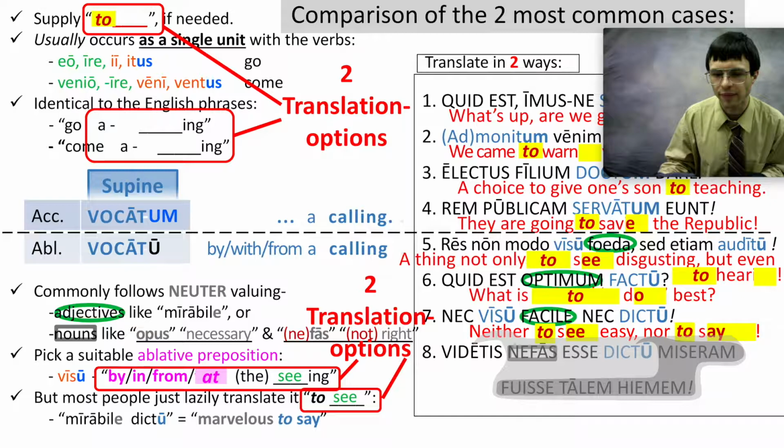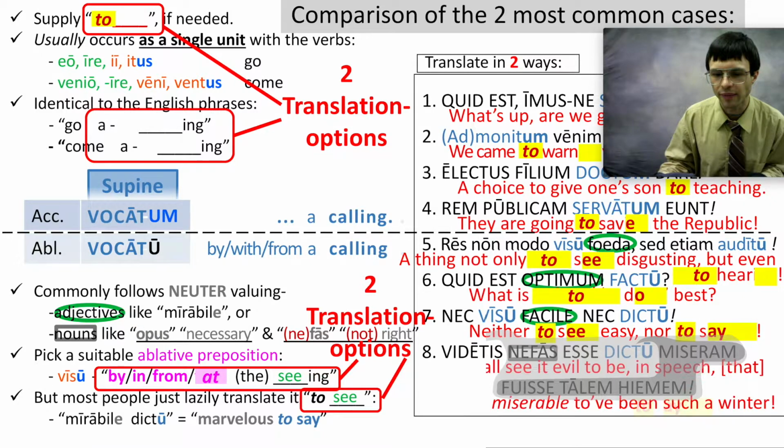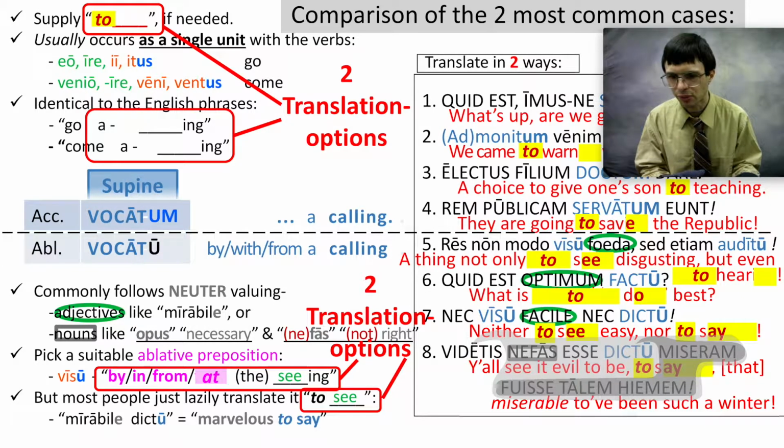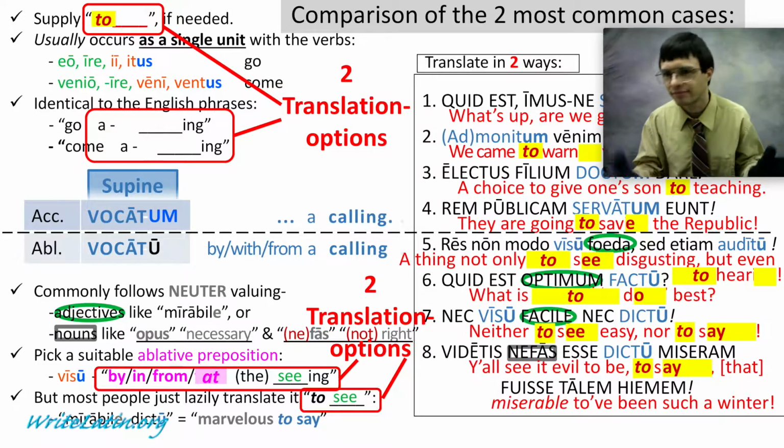All right, so here we go. Y'all see that there is evil in the saying that miserable, or one might rather say sheer misery, to have been such a winter. That's clear, but clearer would be, y'all see it is evil to say that the winter was miserable. All right, you got the idea.